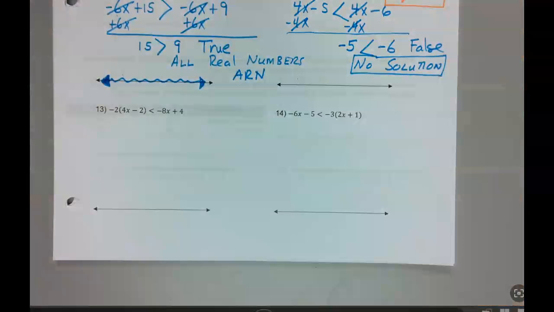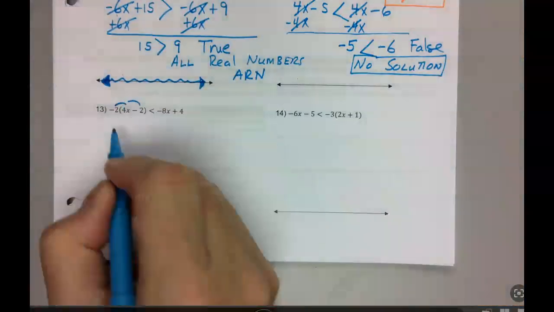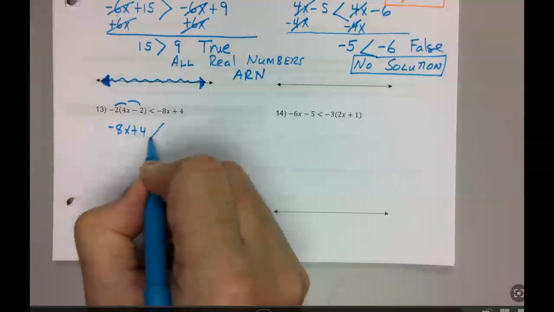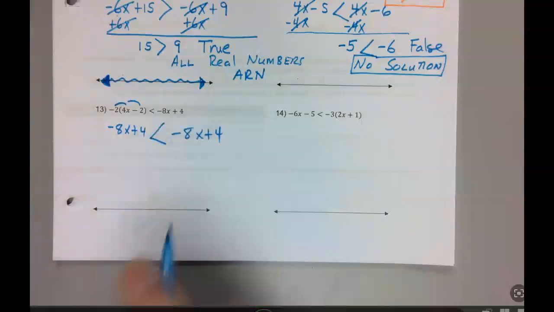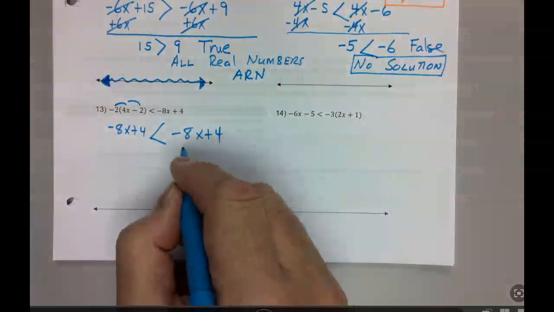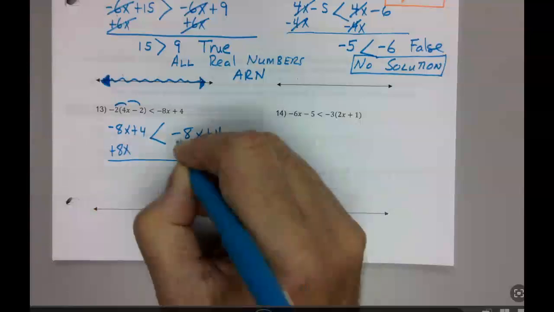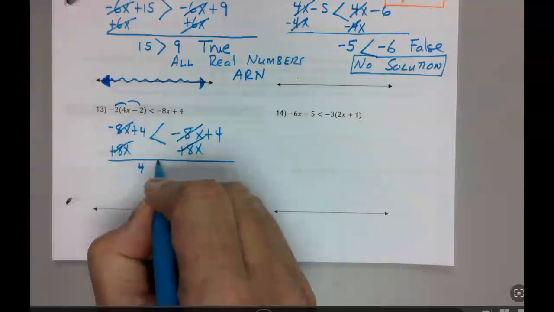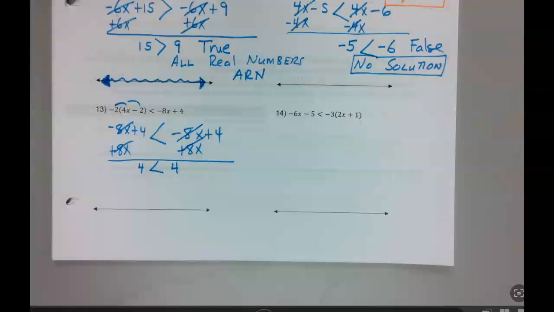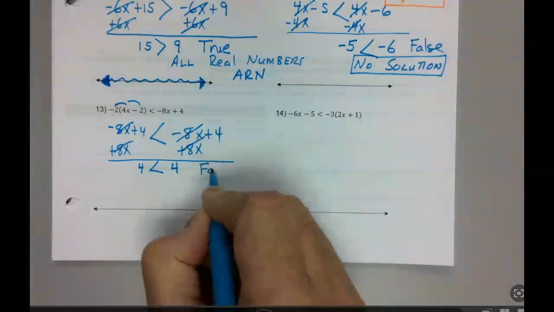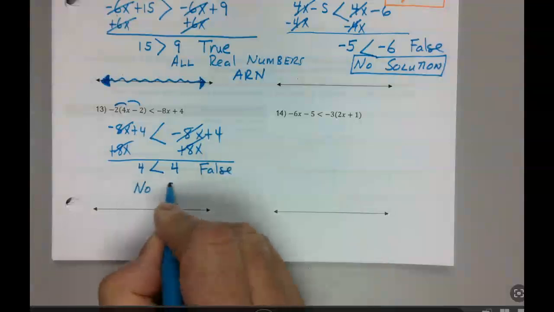Okay? Okay, so what do we have to do on 13? Distribute. So it gives me negative 8x plus 4 is less than negative 8x plus 4. So what are we going to do next here? We're going to add 8x, right? Get the 8x's all on the left side. So I get 4 is less than 4. Is that a true statement? No, that is a false statement. So this one here would be no solution.